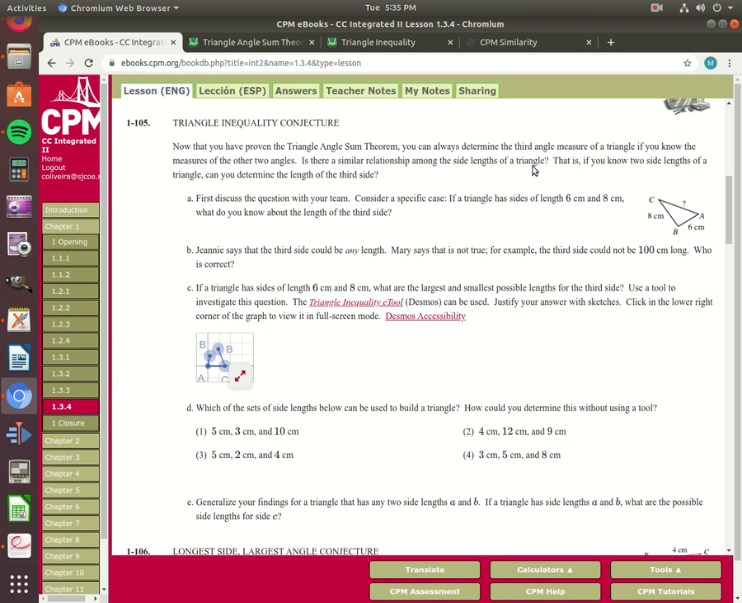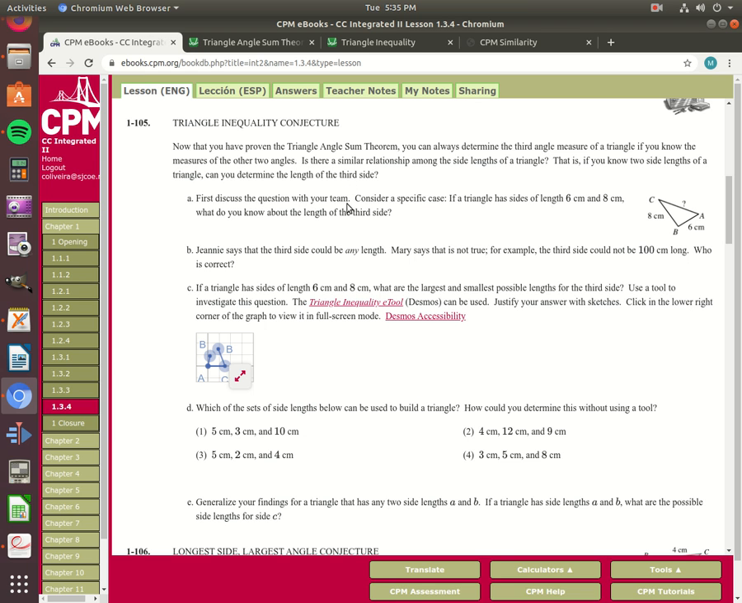Oh, no, I'm sorry. I misread it. I was jumping down here already. So you can always figure out the third angle, right? If I told you one was 50 and one was 50, that's 100 degrees. You know the third angle has to be 80 degrees. So is there a similar relationship among the side lengths of a triangle? That is, if you know two side lengths of a triangle, can you determine the length of the third side?